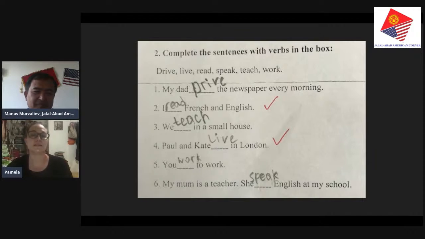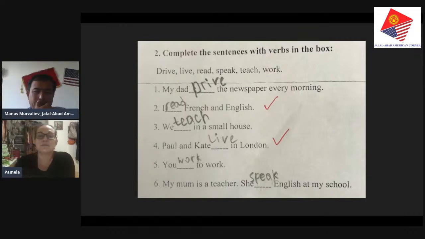But even then, it's not really common that people would say that kind of thing unless they were talking to other linguist colleagues. We teach in a small house. This shows that the student really kind of didn't understand. You work to work, she speak English at my school. I see that they're associating the verb speak with English, but the grammar is not there. They put the speak there.